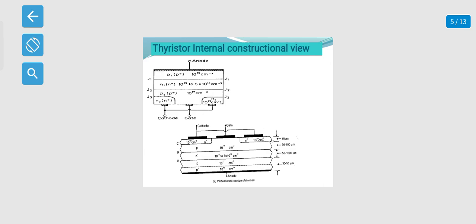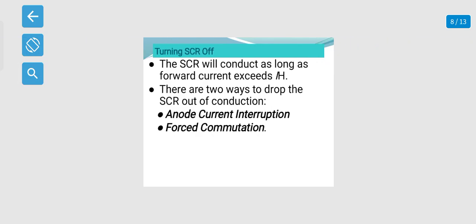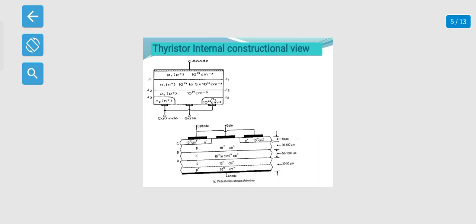The operation of SCR. The gate terminal of the SCR is left open, that is Ig equals 0. The SCR is forward biased. By applying a positive voltage to the anode with respect to the cathode, out of the three junctions, junctions J1 and J3 are forward biased and junction J2 is reverse biased. Therefore, current does not flow through the SCR. The entire applied voltage appears across junction J2.